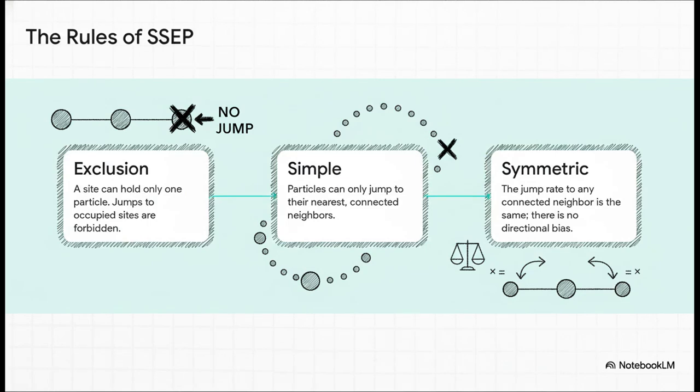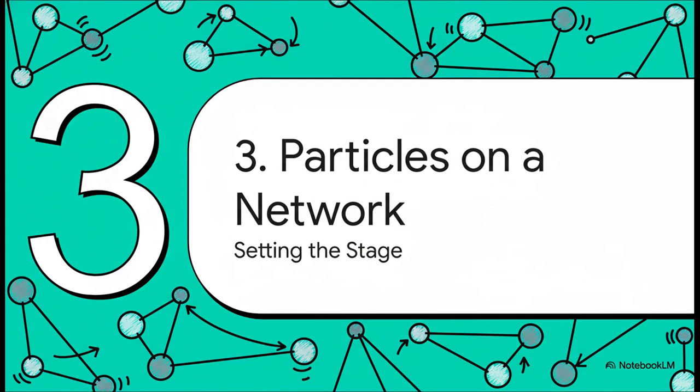First up, exclusion. This is simple. One particle per spot. If a neighboring site is already occupied, tough luck, you can't jump there. Second, simple. This means particles don't just teleport across the board. Nope, they can only hop to an immediate connected neighbor. And finally, symmetric. There's no preference for any direction. A particle is just as likely to jump left as it is to jump right. It's totally unbiased.